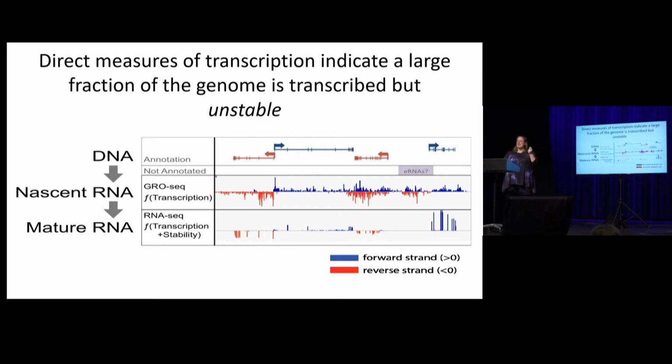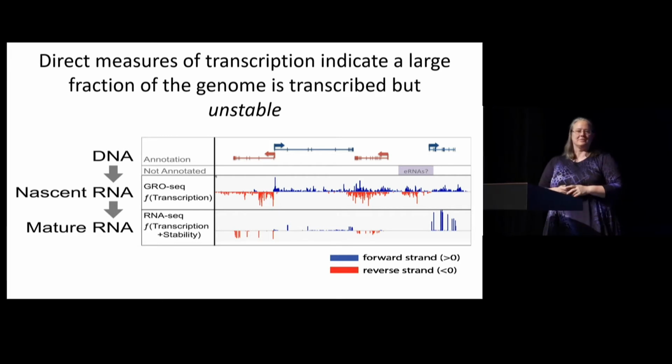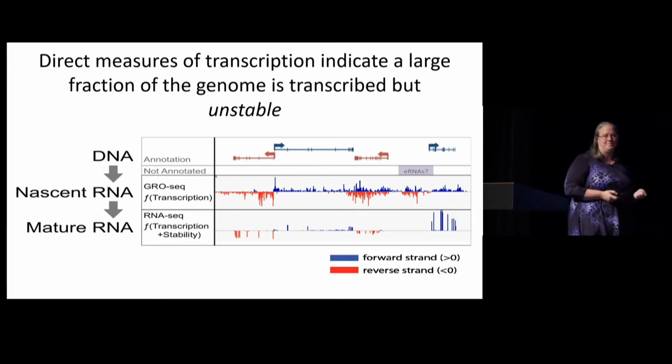It's a little bit like the Facebook reel or the Instagram reel that you present to yourself online of yourself. GRO-seq's messier. Stuff is transcribed on both strands. It's transcribed everywhere. There's bits of it that are transcribed and never seen. That's kind of more like real life.